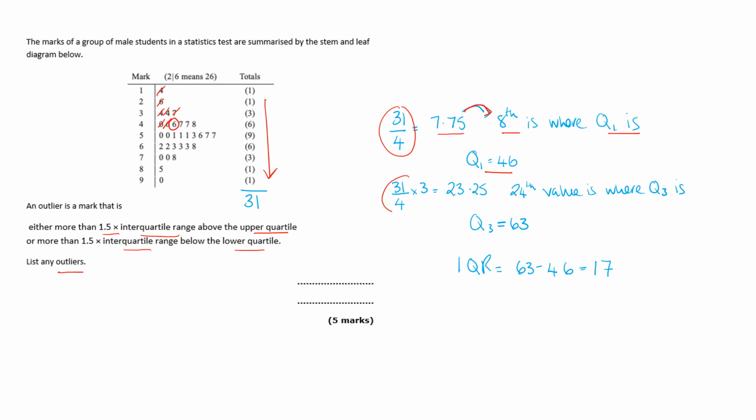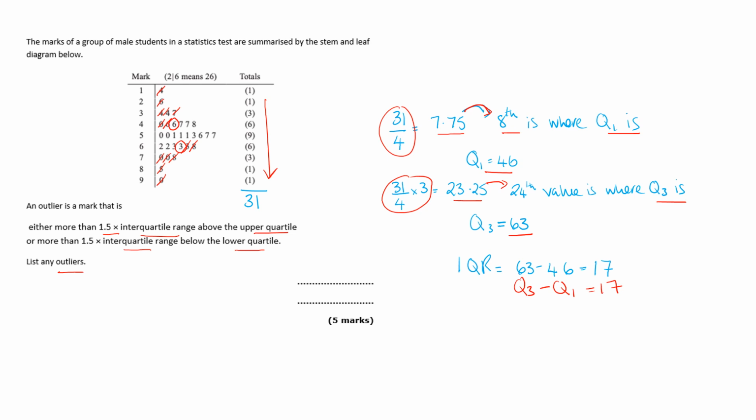Now if we find 3/4 of 31 to find where the upper quartile is, 3/4 of 31 gives us 23.25. Again, you always round up, so we want the 24th value to be the upper quartile. So if we count backwards from 31: 31, 30, 29, 28, 27, 26, 25. The 24th value is going to be a 63. So the interquartile range is Q3, the upper quartile, minus Q1. That gives us 17.